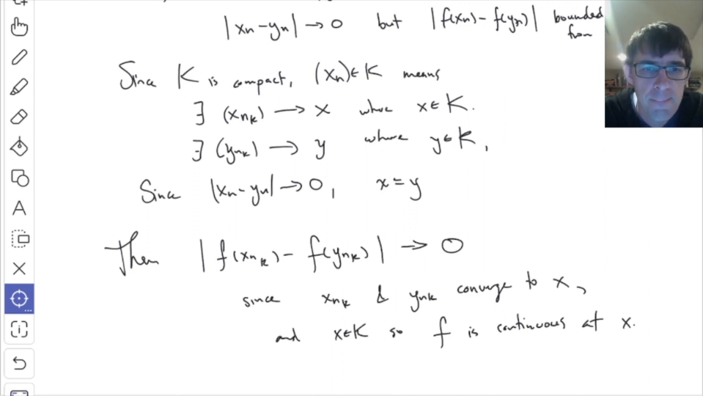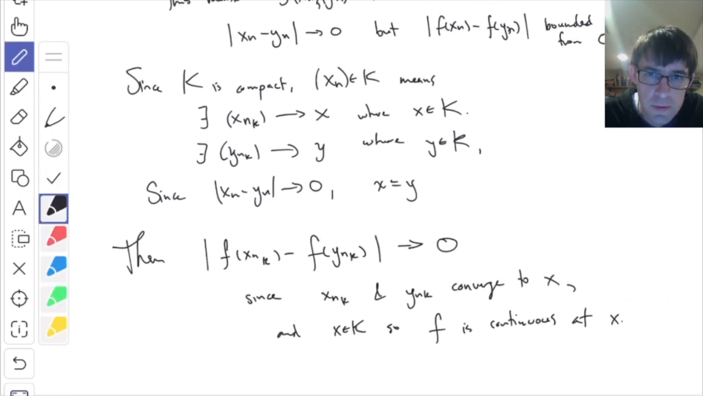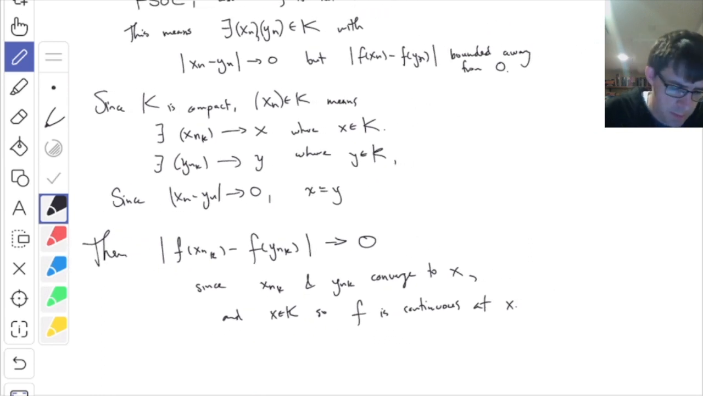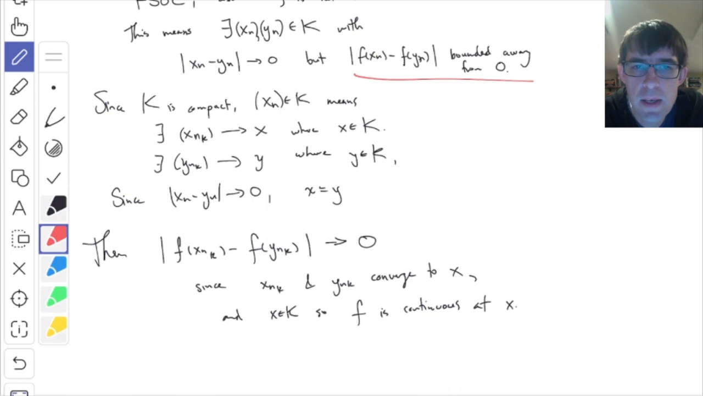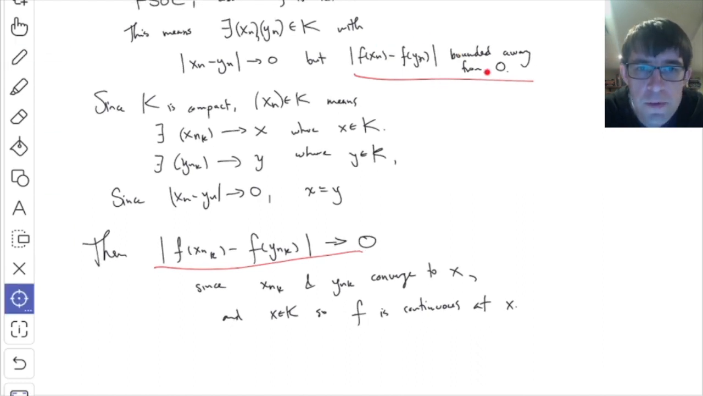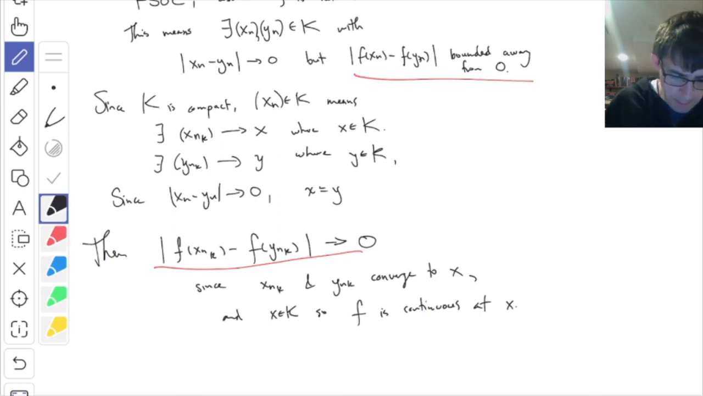All right. But this is a contradiction. You can see here, it's not quite on the screen because it's behind my head, but we said before, f(xn) minus f(yn) is bounded away from 0. But we just demonstrated that the subsequences actually converge to 0. You cannot have up here all of the terms far away from each other, that's what bounded away from 0 means, but down here the ones in the subsequence go to 0. Those are in contradiction with one another. This is the contradiction.